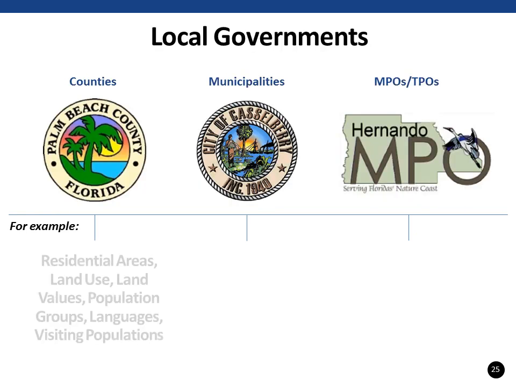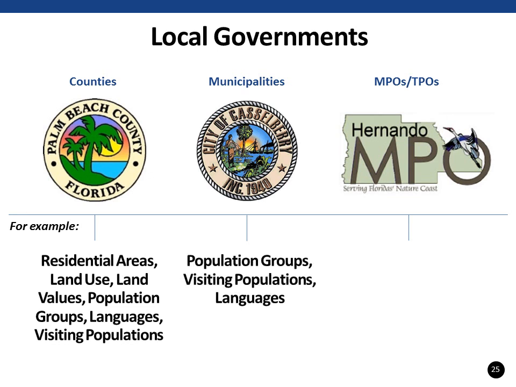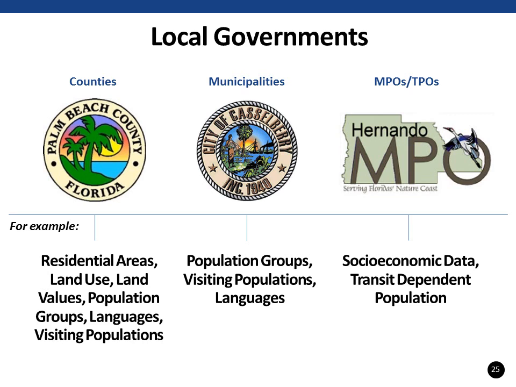Local governments are a good source of information about communities within their jurisdiction. For example, counties collect and maintain land use and land value data that can tell us about where people live and work and about the community's economic status. Municipalities will know who visits on a regular basis and the predominant languages spoken. MPOs and TPOs collect data about socioeconomic conditions and transit-dependent populations.